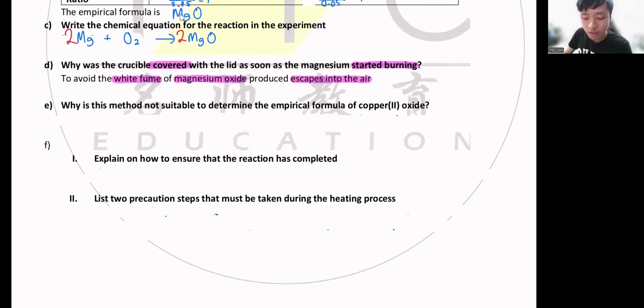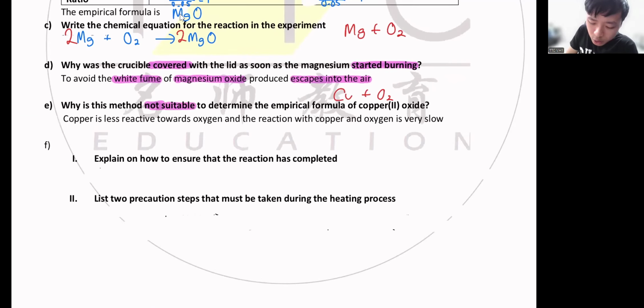Then why is this method not suitable to determine the empirical formula of copper oxide? So why can I not do this? Just now, I did burn oxygen with magnesium. Now they ask why copper is not so suitable to react with oxygen? Because the reaction is too slow.